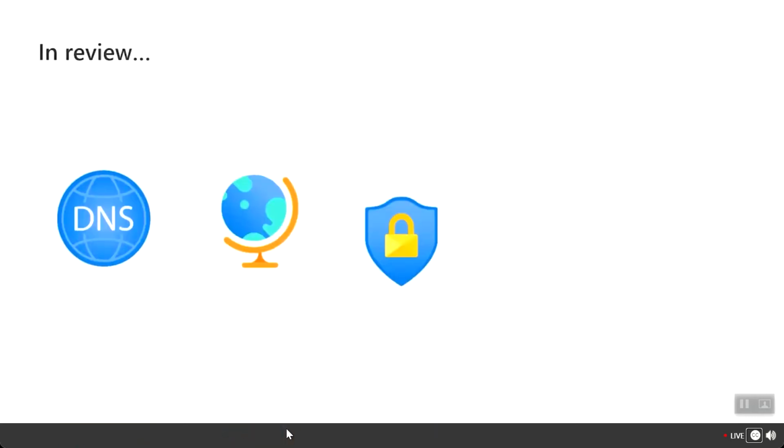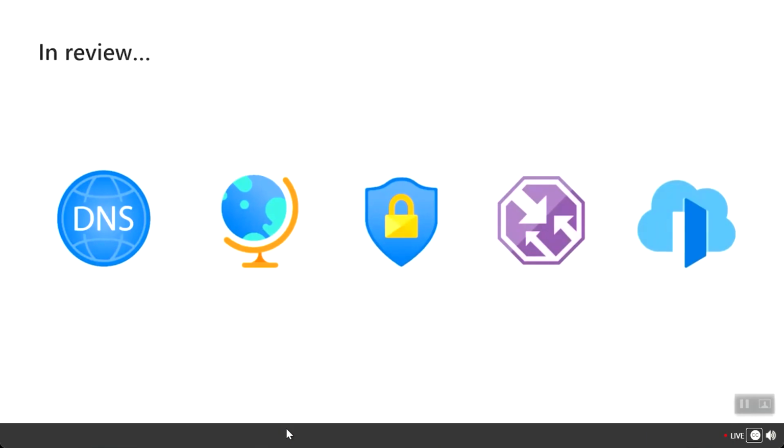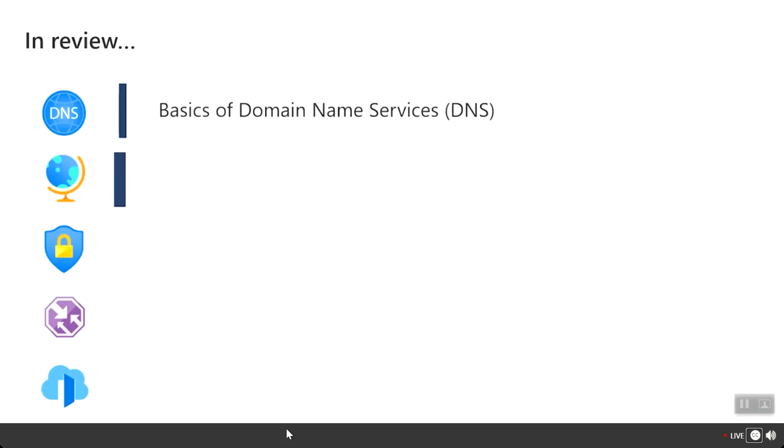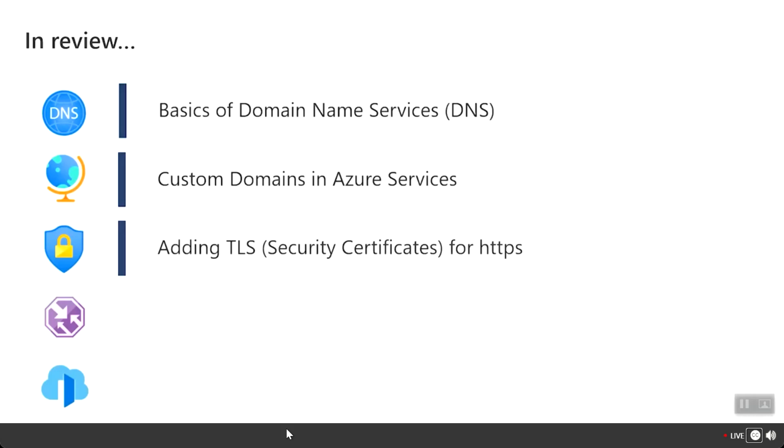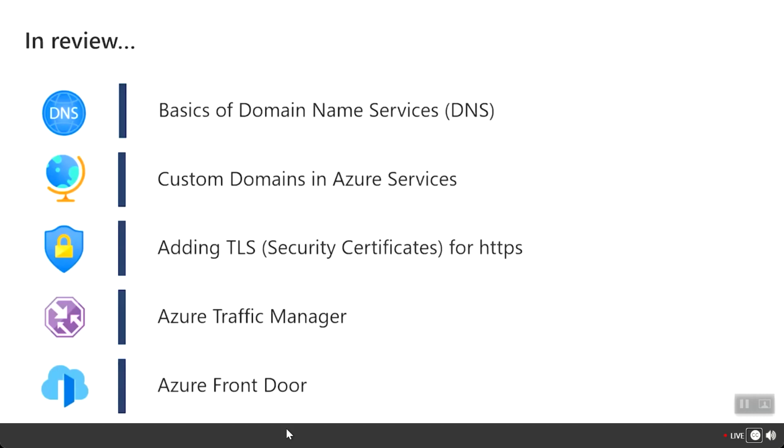So in review, what did we see in this presentation? First of all, we talked about generic information about DNS and domain name services. And then after that, we saw demos on how to set custom domains in Azure services. And if you remember, we saw app services, we saw function applications, and we saw storage, complete not just for the custom domain, but also for TLS security certificates, so that we could handle secure traffic with HTTPS. Then after that, we did a demo about load balancing using Azure Traffic Manager. And finally, we just said a few words about Azure Front Door. So two different ways to handle load balancing and traffic management.